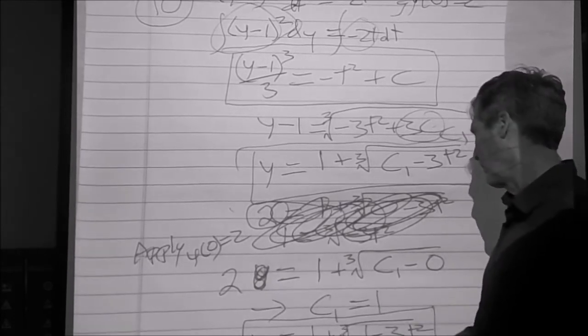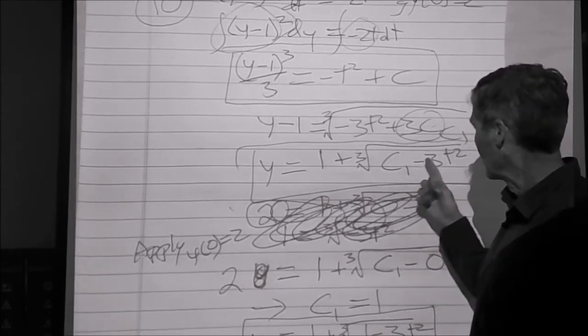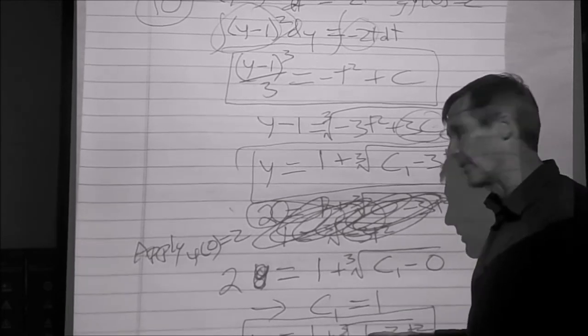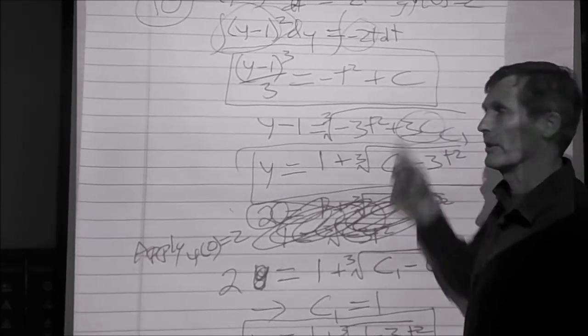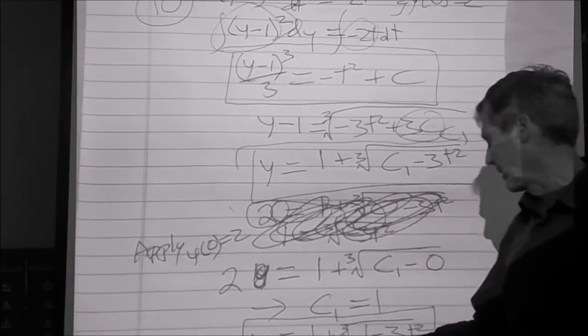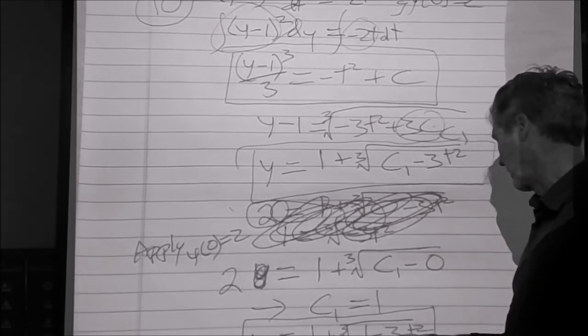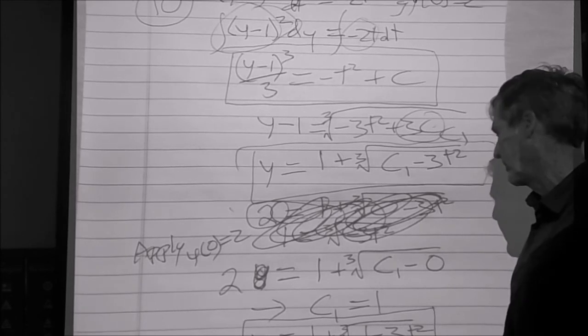So c1 must be 1, and that means you put it into here in the unique solution to the initial value problem. The differential equation together with the initial value is called an initial value problem. The solution is y equals 1 plus the cube root of the quantity 1 minus 3t squared. There's our solution. Now we'll say it's solved, and on what interval is that a unique solution? Well, we'll apply the existence and uniqueness theorem and say it's good at least on this interval.